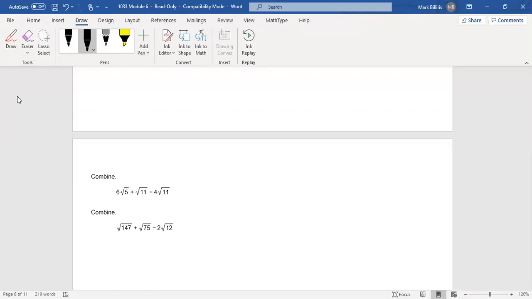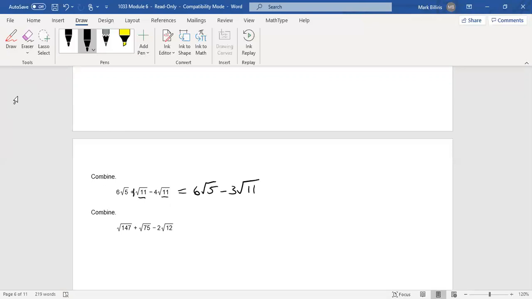So our next step is to combine like terms. What makes them like is that the radicands are the same. If the radicands are the same, then all we do is add the coefficients. So keep in mind again, when we have the square root of 11, that's really 1 square root of 11. When we're combining like terms, we only have one term that has the square root of 5, so that's 6 square roots of 5. And then we have 1 square root of 11 minus 4 square roots of 11. So 1 minus 4 is minus 3, and the square root of 11 stays as it is.